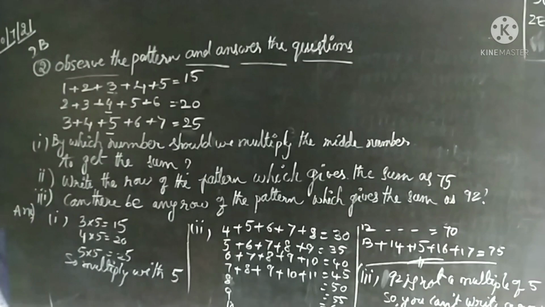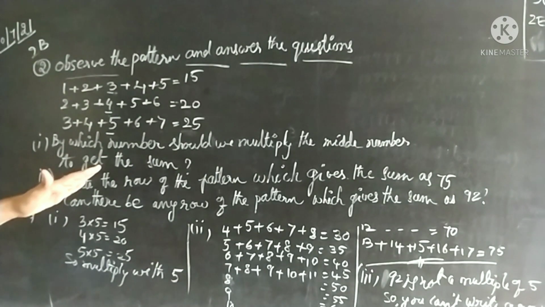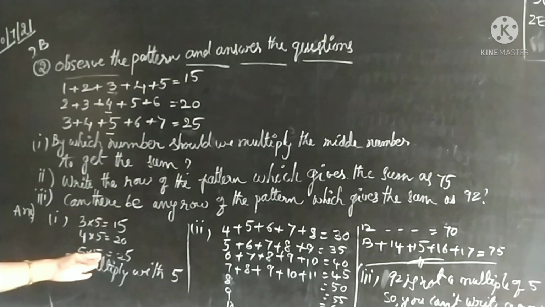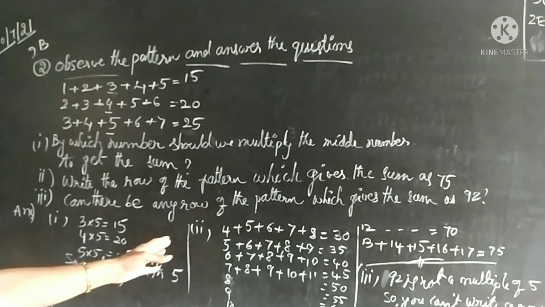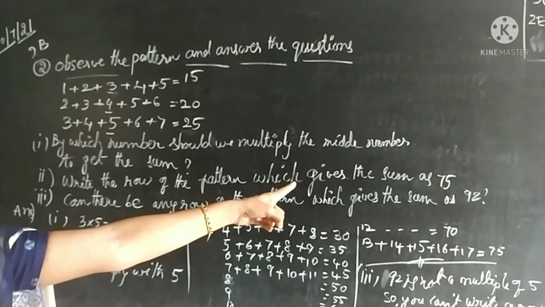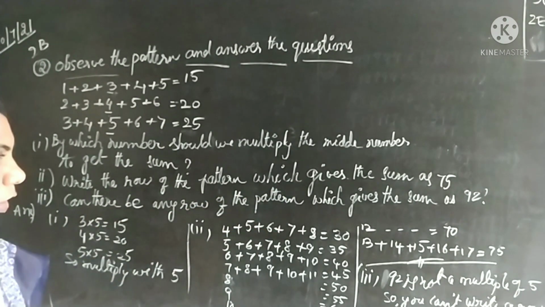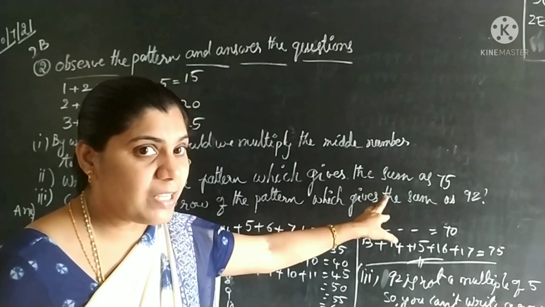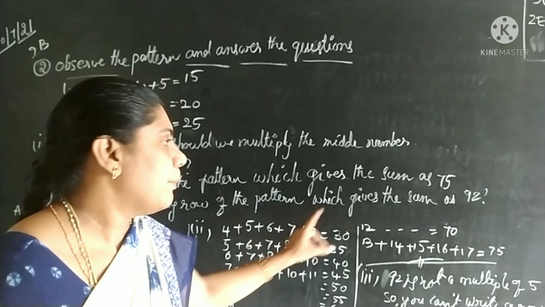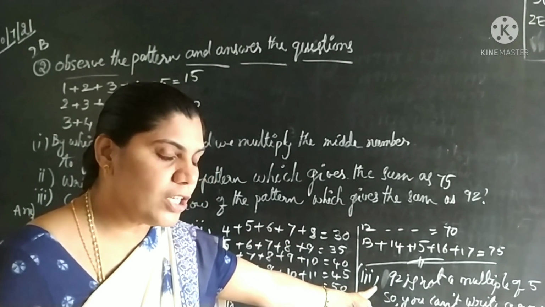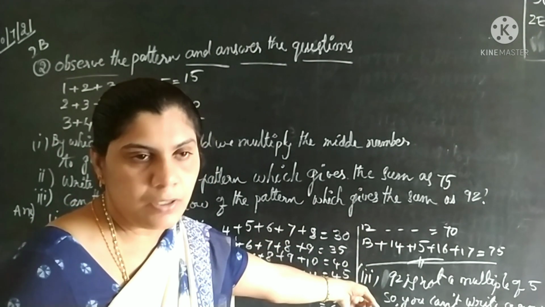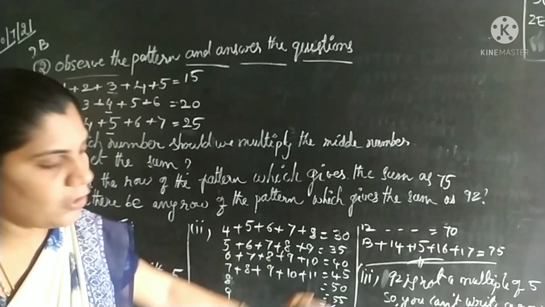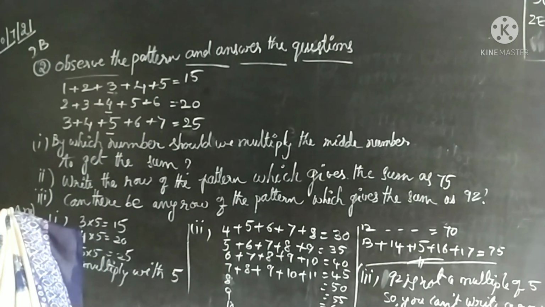Okay, understood this one? So first one is by which number should we multiply the middle numbers to get the sum, means you have to multiply with 5 to get the 5 multiples. And after that you have to find out the pattern in which row you get the sum as 75. We got that one. And the sum 92, in which row you get the sum as 92, that row you have to write. But 92 is not in the 5 table, that is not a multiple of 5. Sum must be equal to a multiple of 5 only, but 92 is not there in the 5 table, so you can't write a row here.